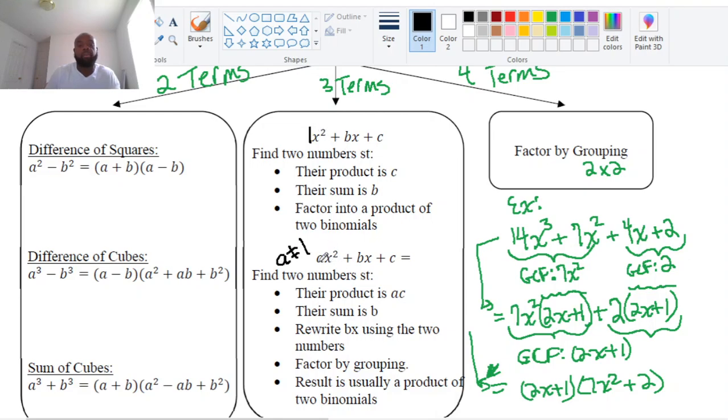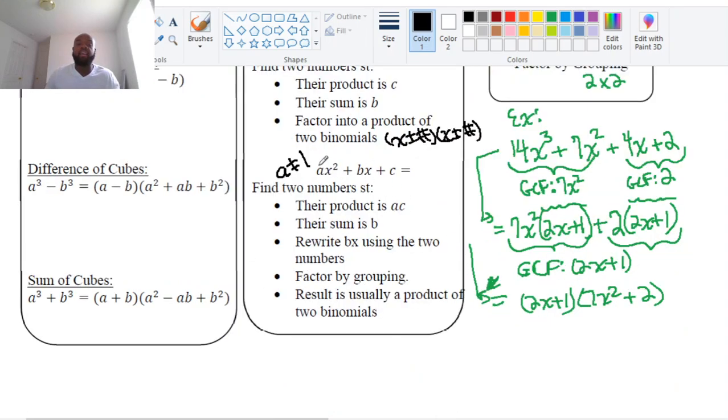It's some other number. When there's a 1 in front of the x squared, we're going to find 2 numbers such that their product is c, so they multiply to give you c, this number here, and their sum is b. They add up to that number b there. And then we factor into a product of binomials. So it'll be like x plus or minus some number, x plus or minus some number.